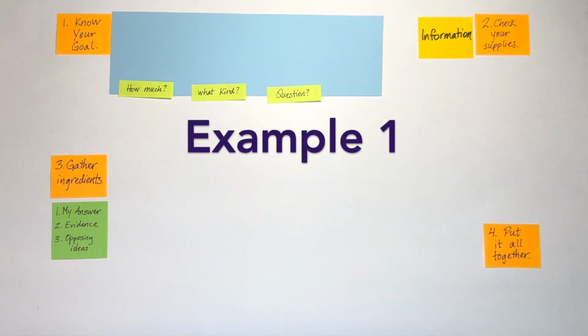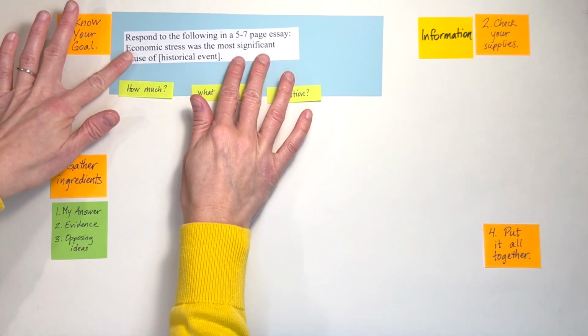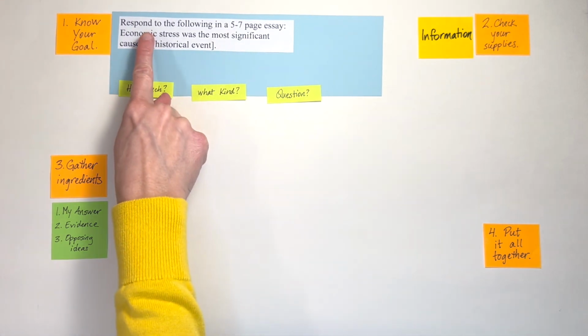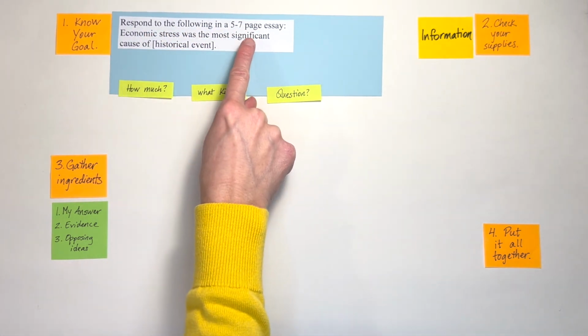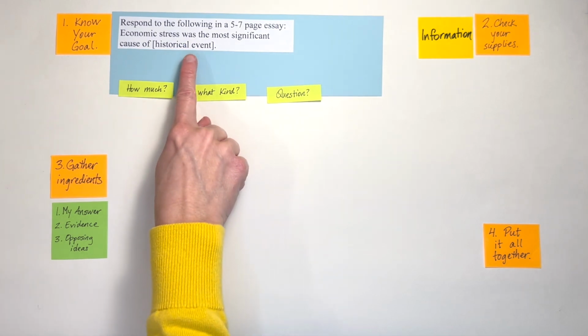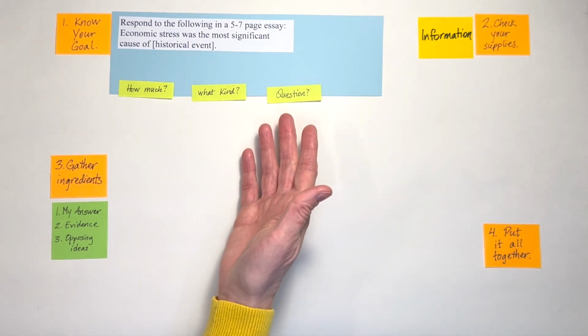So that's a quick overview of how we can use these 4 steps to construct a thesis statement, but now let's see what that looks like in practice. Let's say we have an assignment that says, respond to the following in a 5 to 7 page essay. Economic stress was the most significant cause of, and then it gives some historical event. So let's figure out our goal.